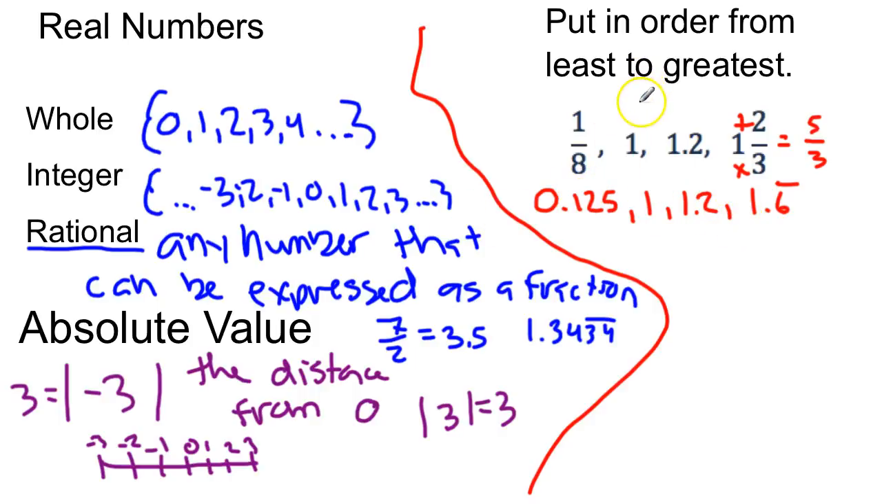So I have these. I need to put them in order from least to greatest. So 0.125, that's less than 1. 1.2, that's greater than 1. 1.6, that's greater than 1.2. So they actually are already in order from least to greatest. So that makes my job a lot easier. When you write these, you just want to write not these numbers, but the numbers up here. So in order from least to greatest, 1/8, 1, 1.2, and then 1 and 2/3.